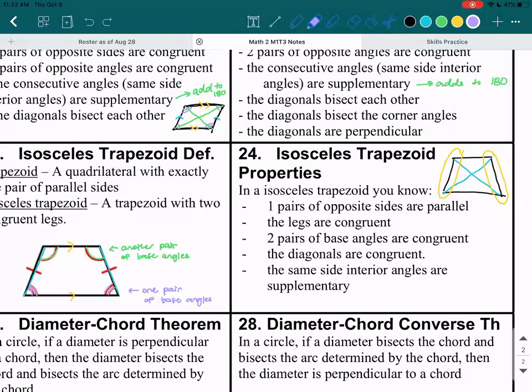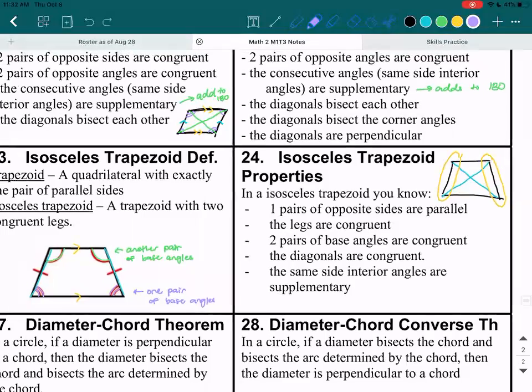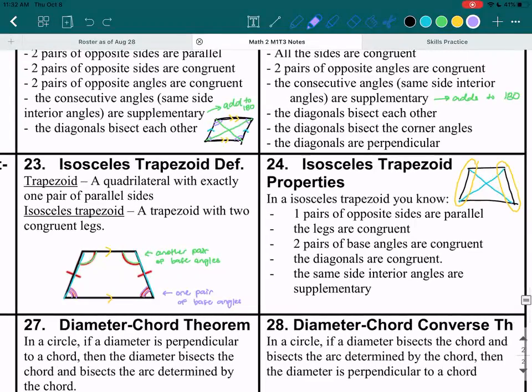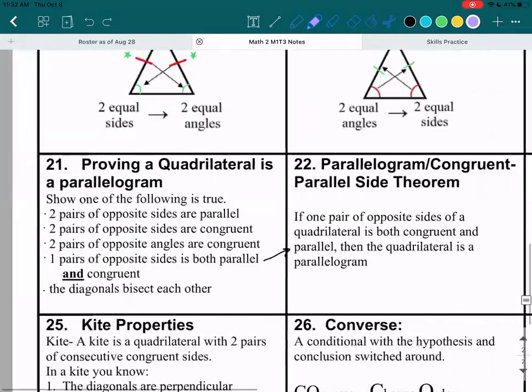Any questions on these two boxes about isosceles trapezoids? Okay, let's go on to the last box.